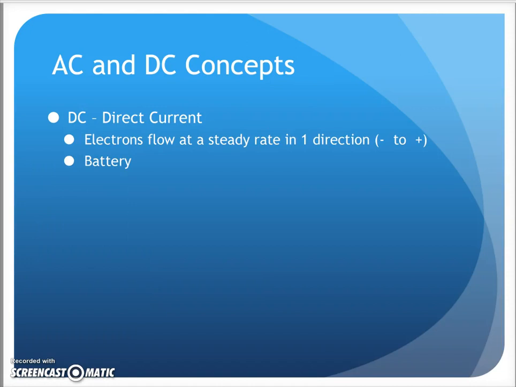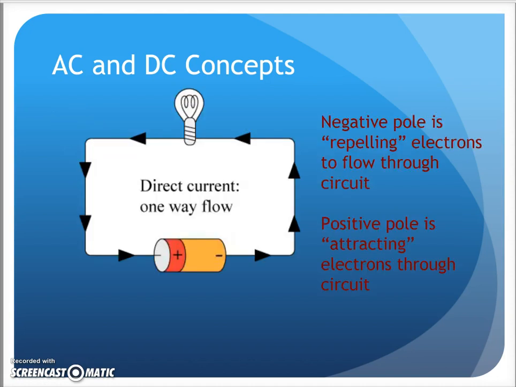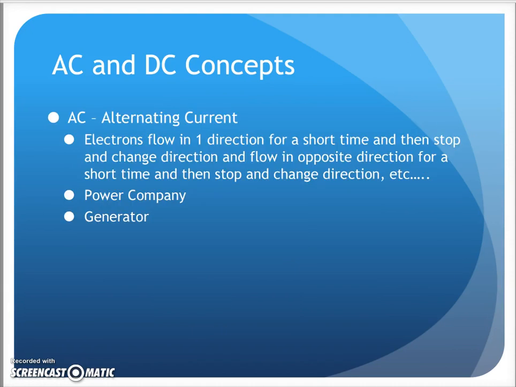DC, hopefully you remember, is direct current. Electrons flow at a steady rate in only one direction, negative to positive, like a battery. As I hook a battery up, electricity is going to flow around here, light the light bulb, and back to here. Basically, the negative electrons are repelling the negative electrons and zooming them around here, and they're being attracted to the positive side of the battery. Okay, just as an example.